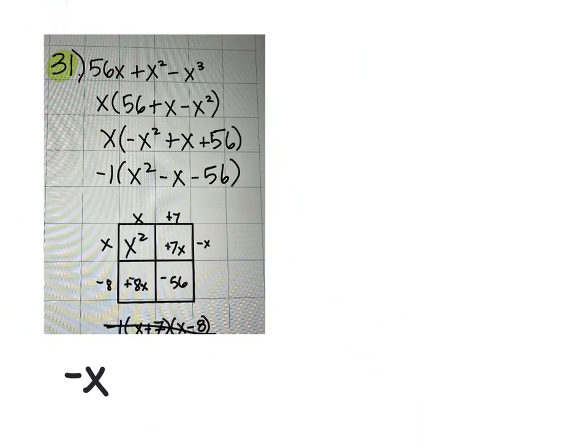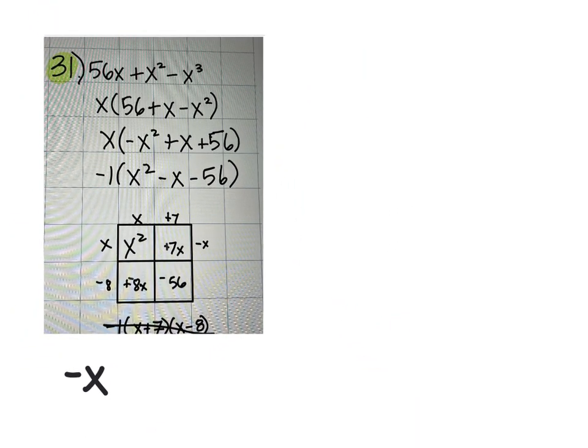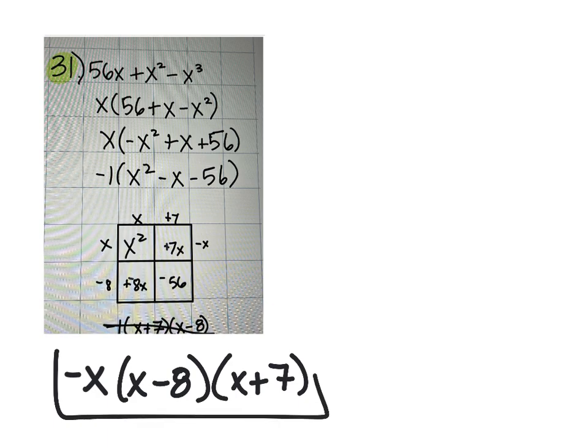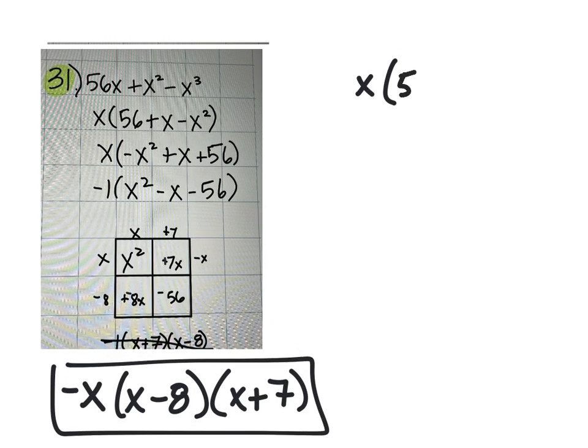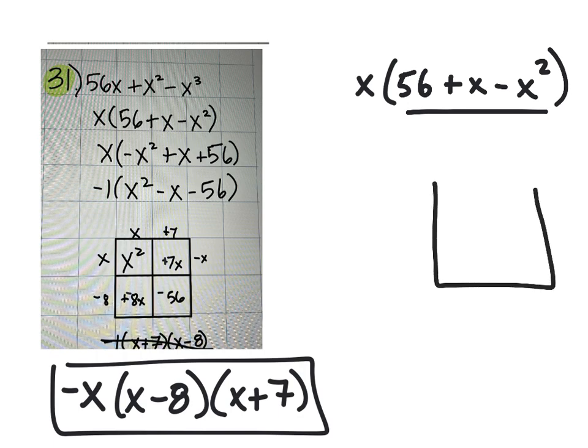So from this, your final answer would be negative x times x minus 8 times x plus 7. That's going to be your final answer. I'm going to do this a different way, first by factoring out an x of your original problem and getting 56 plus x minus x squared. The other way that you could factor this is by doing this backwards. I don't normally do this, but I at least want to show you how to go about this.